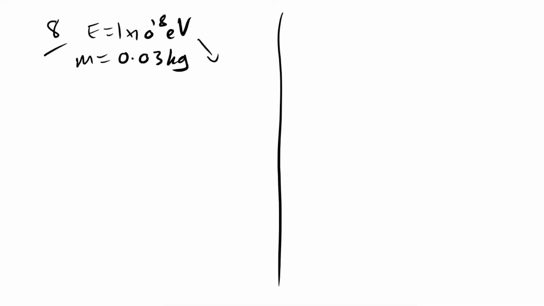Question 8, we have a photon of energy 1 times 10 to the 18 electron volts. An object has a mass of 0.03 kilograms. What's the speed going to equal? Oh, okay, right. Well, first things first, we need to turn that into joules. So times that by 1.6 times 10 to the -19. Don't need a calculator for that. We're just going to end up with 0.16 joules.